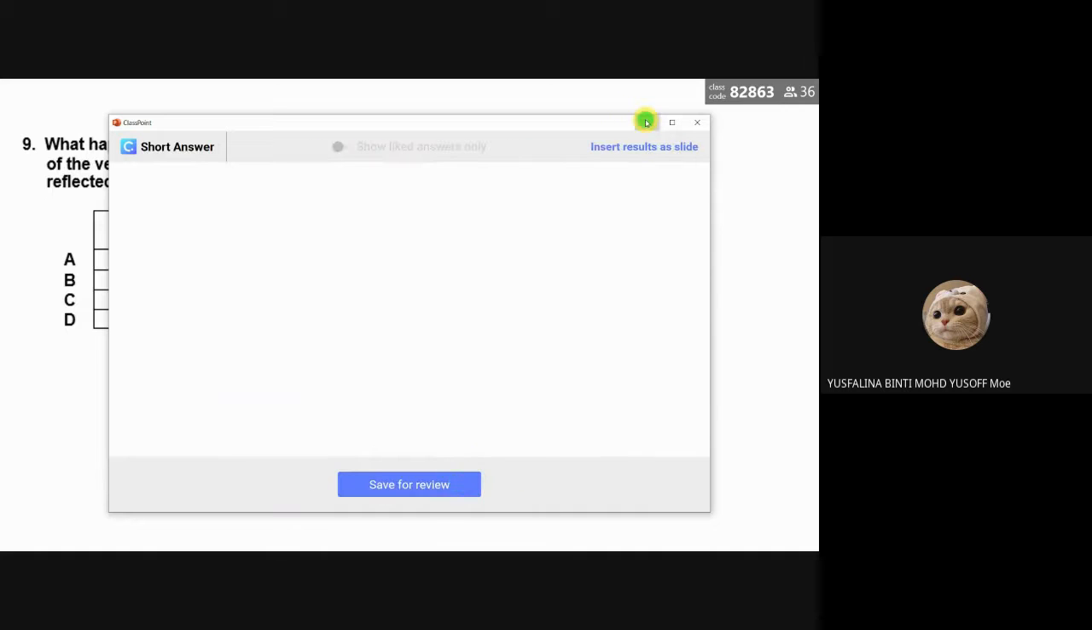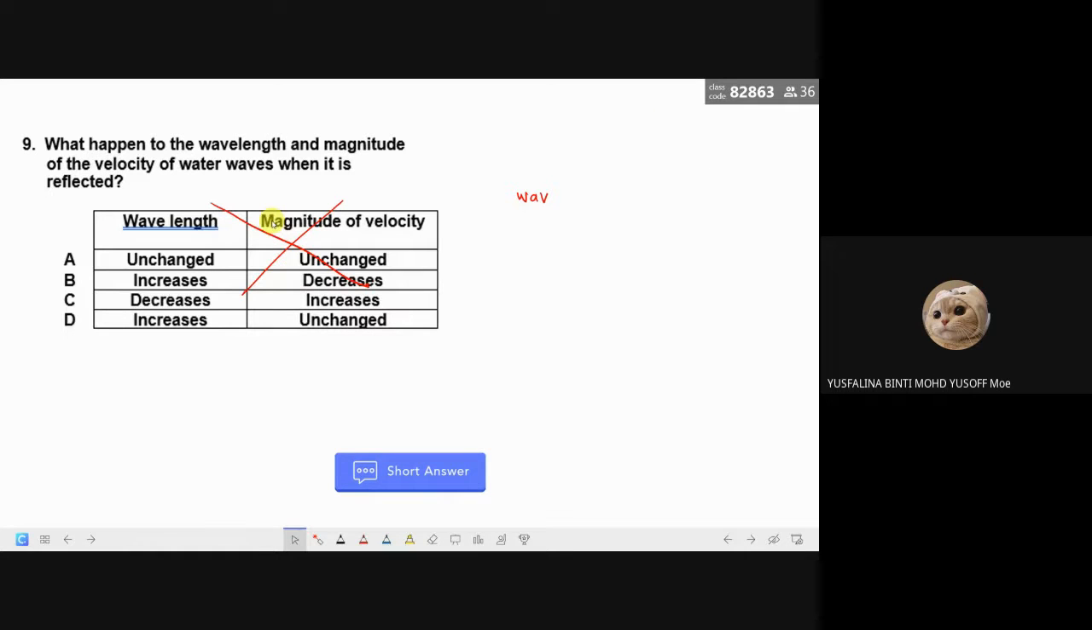All right, so here it asks what happened to the wavelength and the magnitude of the velocity. Not the velocity, but the magnitude, which means the number. So here both are unchanged. So for number 9, the answer is A.